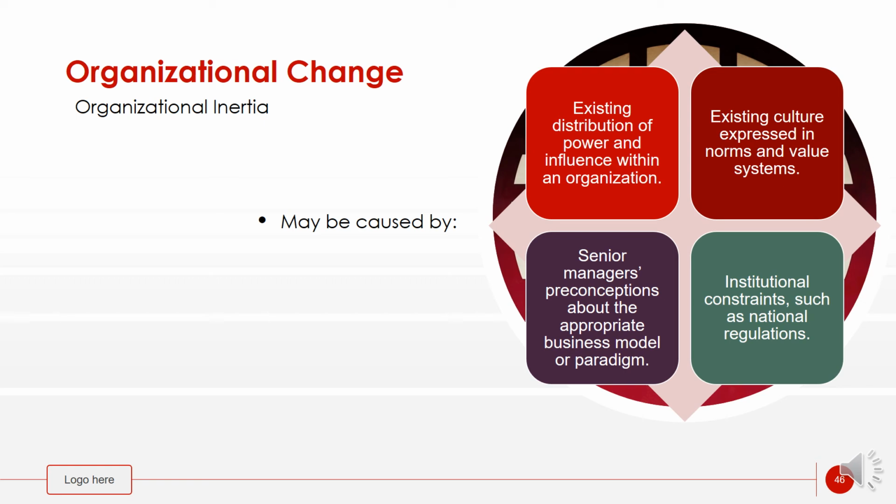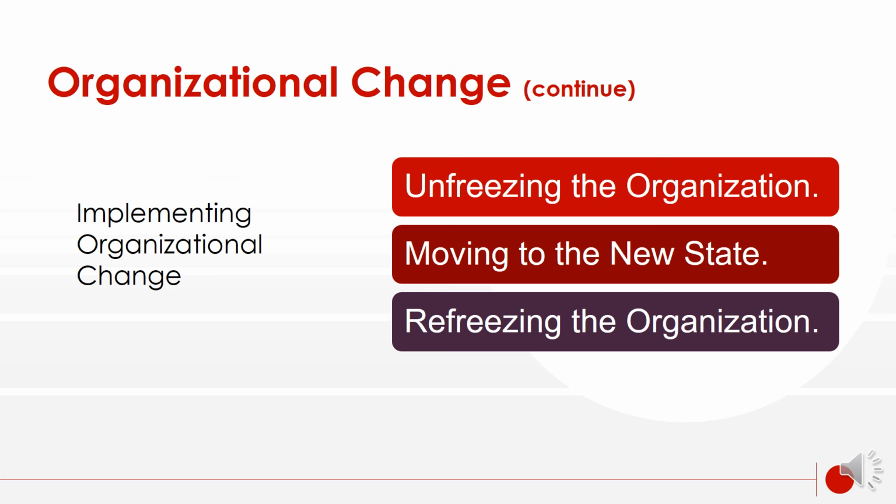Moving to organizational change. Organizational change and organizational inertia. Organizational inertia may be caused by existing distributions of power and influence within an organization, or existing culture expressed in norms and value systems, or senior managers' preconceptions about the appropriate business model or paradigms, and institutional constraints such as national regulations. Change continues on implementing organizational change. It can be unfreezing the organization, then moving to the new state, and then refreezing the organization.